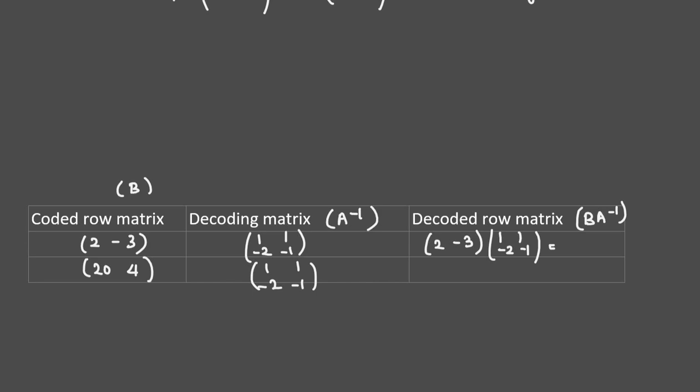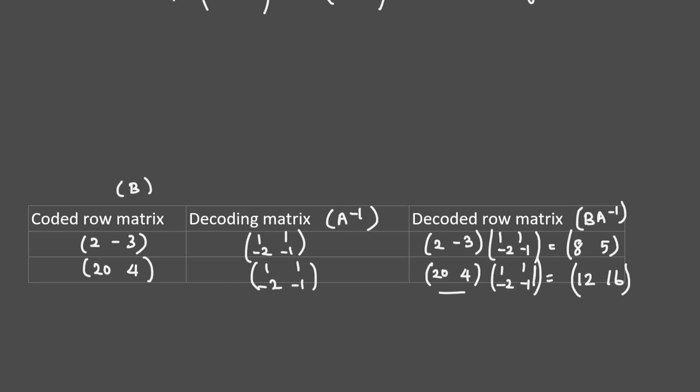So the first row and the first column give us 2 minus 2 into 1 is 2 plus 6, which is equal to 8. The first row and the second column, 2 plus 3, is equal to 5. Similarly, take the product of 24 and the inverse matrix 1, 1, minus 2, minus 1, which gives us 20 into 1, which is 20 minus 8, is 16. Next row and the second column gives us 20 minus 4. The first row and the first column gives us 20 minus 8, which gives us 12. The row and the second column gives us 20 minus 4, which gives us 16.